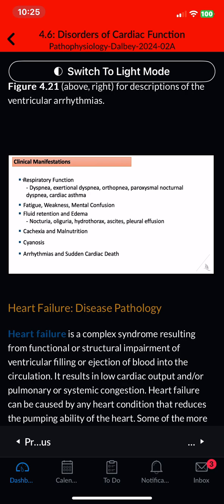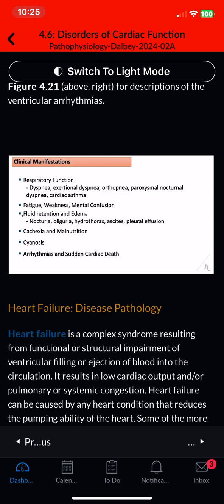And cardiac asthma is a bronchospasm from congested bronchioles, and that can lead to wheezing or difficulty breathing. Because of the decreased perfusion and oxygen levels, patients also experience a lot of fatigue and weakness. Mental confusion occurs because there's less oxygen going to the brain. As we've discussed, the congestion name in heart failure is because there is fluid retention. And so we see fluid retention and edema occurring where the blood backs up in either the systemic or the pulmonary circulation.